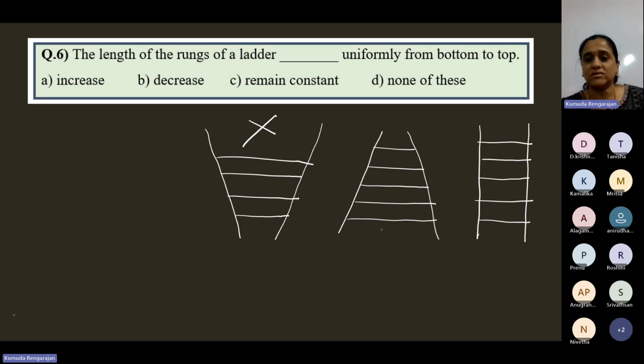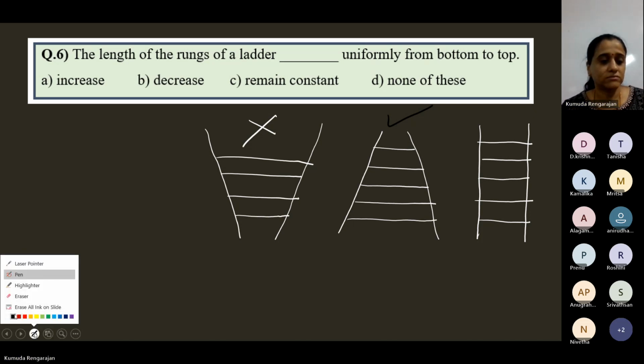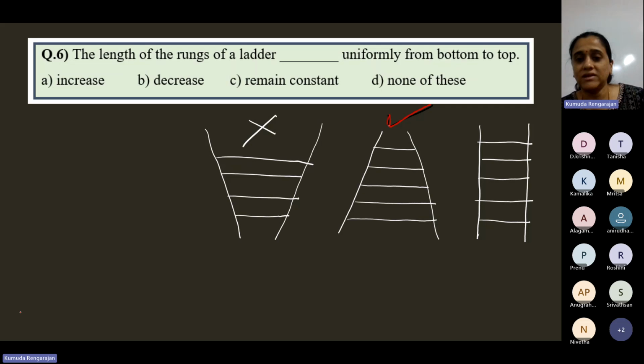So if you take this ladder, they decrease uniformly from bottom to top. But if you take this traditional ladder, they remain constant. The length of the rungs, they remain constant.